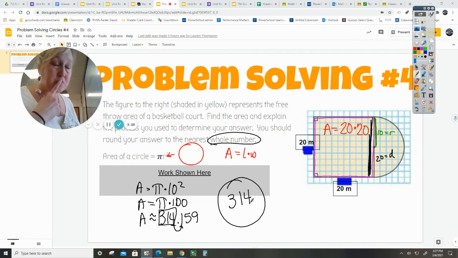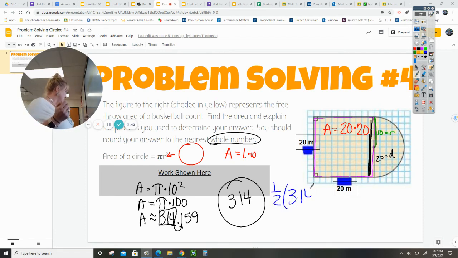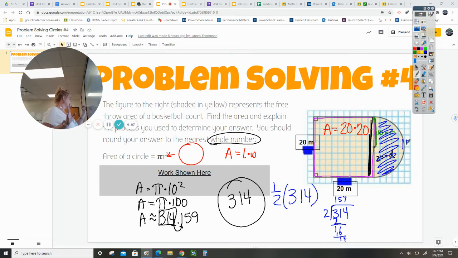Now you need to think. I only want half of the circle, so I have to take half of it. So 1/2 of 314 equals 157. So this part, the half of the circle, is 157.